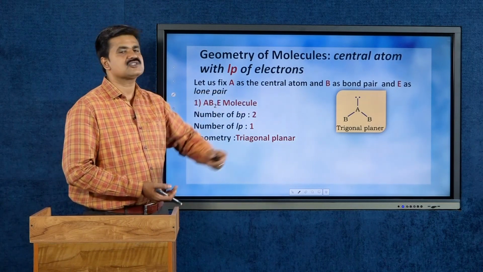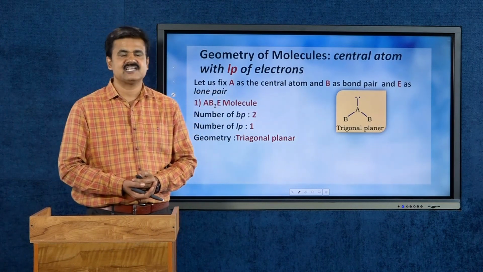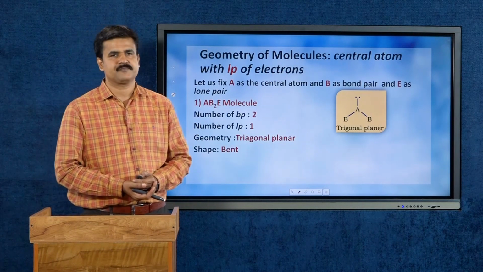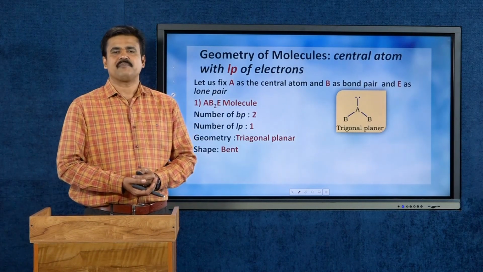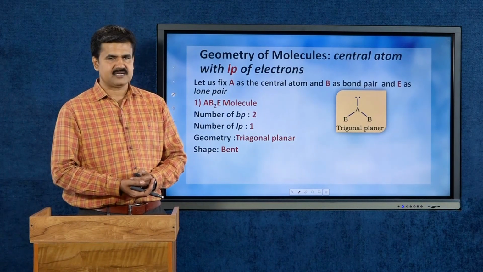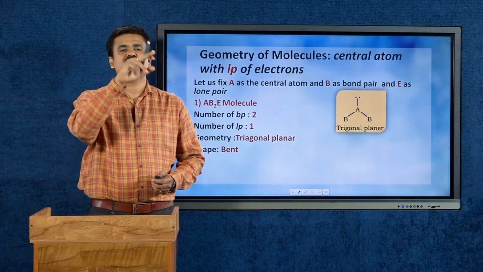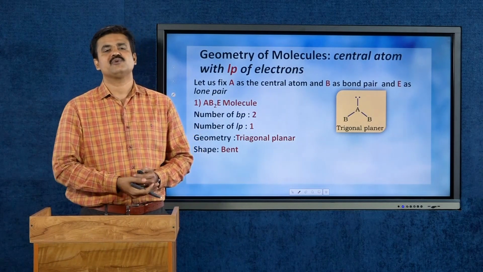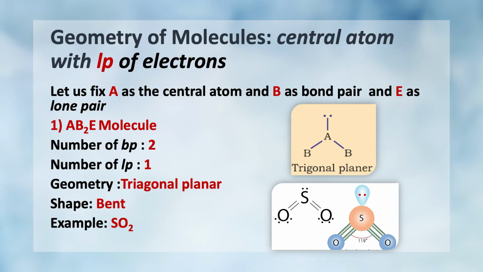You can see the presence of one lone pair around the central atom along with the 2 bond pairs. In order to represent the shape of the molecule, you have to ignore the contribution from the lone pair. If you remove the lone pair, you will get the shape. The shape of the molecule is bent. A typical example for this AB2E category is the SO2 molecule. This is the structure and shape of the SO2 molecule.